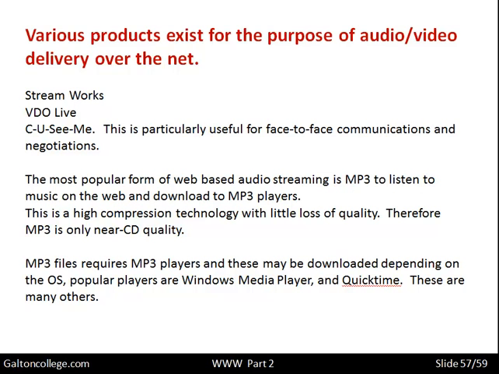MP3 requires MP3 players, and these may be downloaded depending on the operating system. But Windows Media Player, QuickTime, the Apple one, there are many others. And again, if you go online, go through a browser and simply type in MP3 players, you'll find loads of them to download, many of them free.